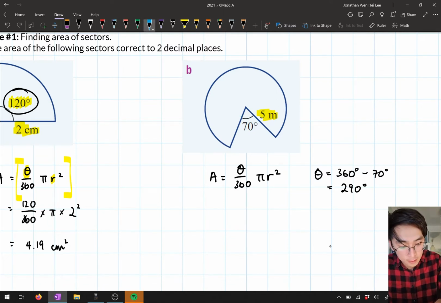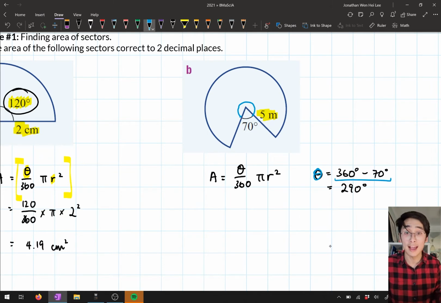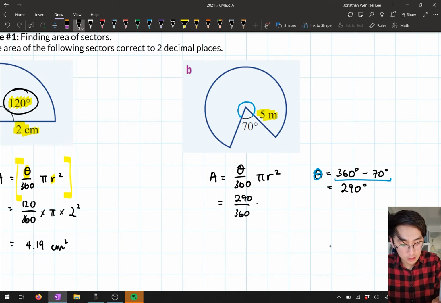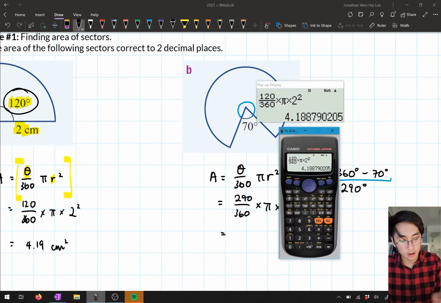So in order to find this angle here, I need to actually go 360 degrees minus 70, because that's just the angles of a revolution. Okay, so here I can put that in. I've got 290 over 360 times pi times the radius was 5 and we square it. And so we can chuck this in our calculator.